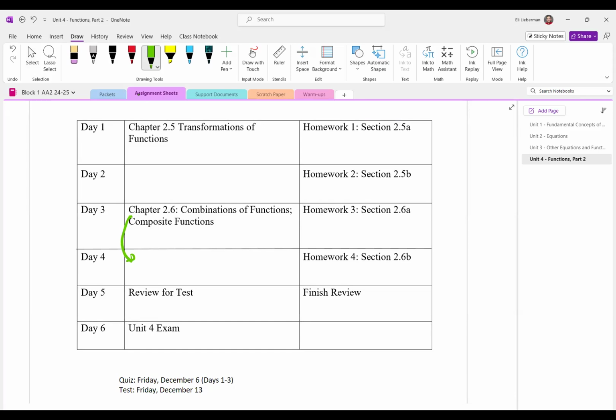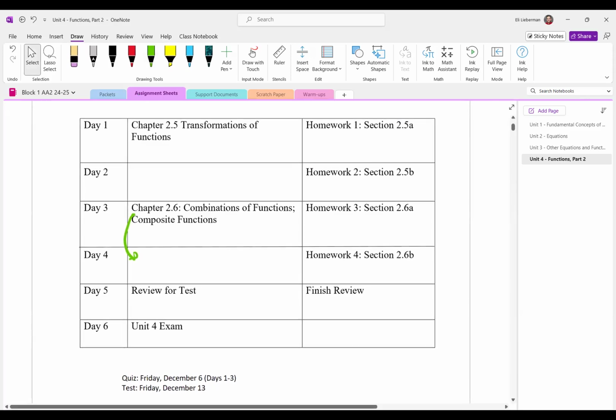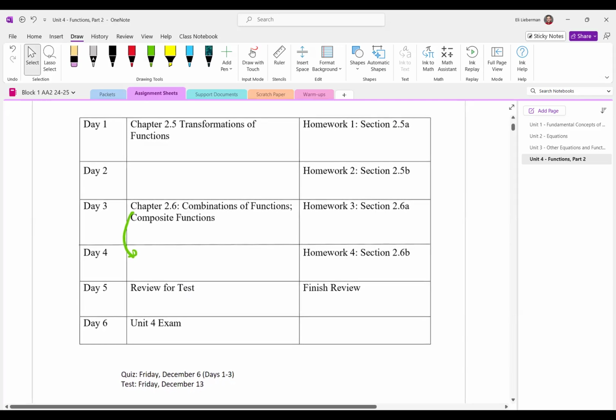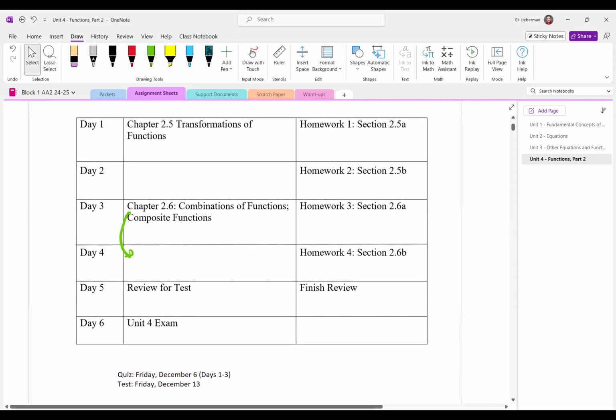Oh, there is a quiz. That's right. Oh, yeah, there is a flex day next week. Is that what the missing piece was? Yeah. Quiz on a Friday and then have a test on the next Friday. Oh, right. True. That would make sense.